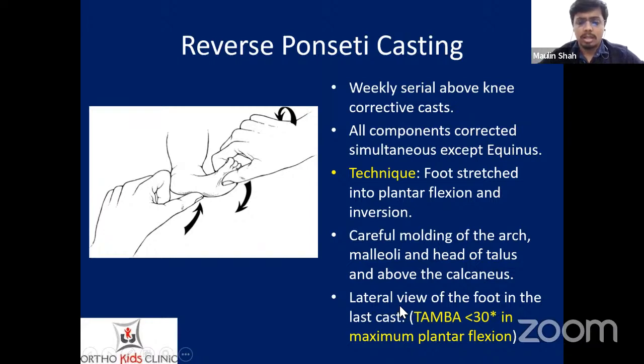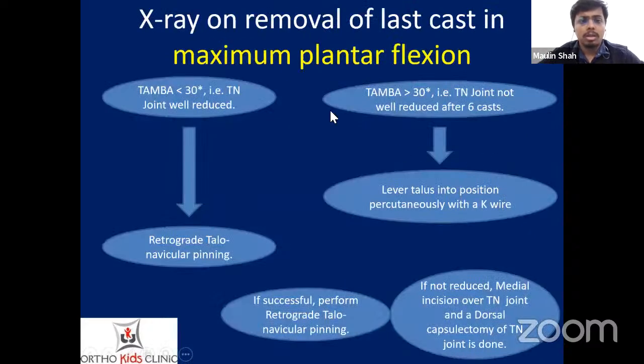And this is gradually done till the lateral view of the foot in the last cast shows the Tamba angle, the angle between the talar axis and the first metatarsal base, that sir has mentioned, to be less than 30 degrees, because this is suggestive of a reduced talonavicular joint. This was after getting maximum plantar flexion. So if the Tamba angle is less than 30 degrees, this means that the joint is well reduced.